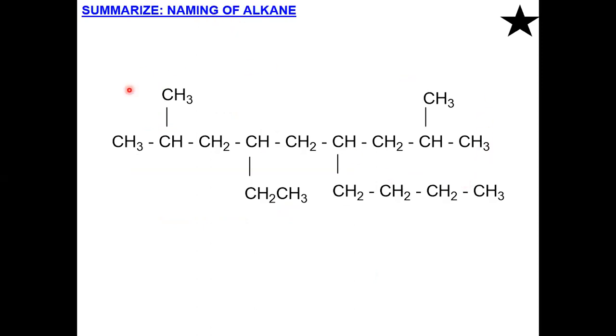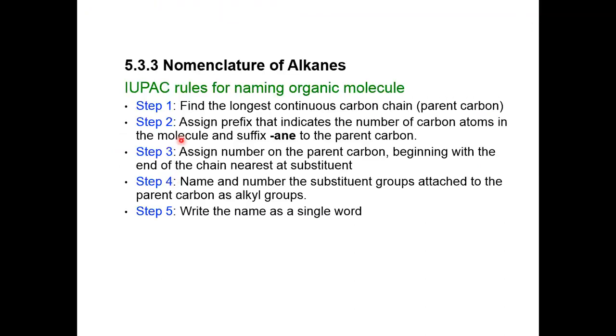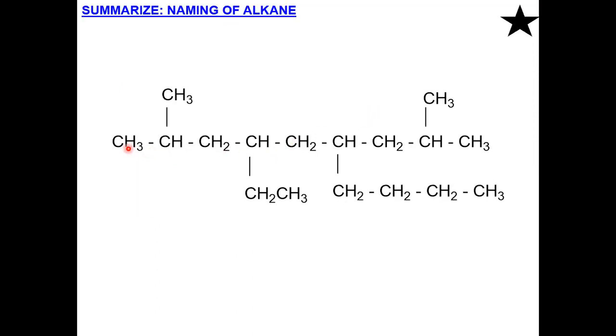For example, you are given this structure. The first rule is to find the longest carbon chain, find the parent carbon. So this is your structure. Let's number the longest parent carbon. For example, 1, 2, 3, 4, 5, 6, 7, 8, 9. We go straight first. So this is 9 carbons. There may be other possibilities, so count again, other routes. 1, 2, 3, 4, 5, 6, 7, 8, 9, 10.